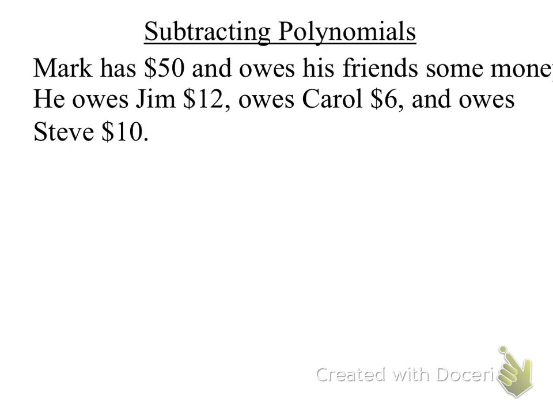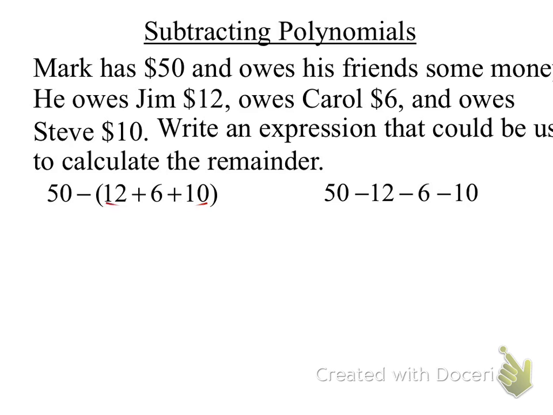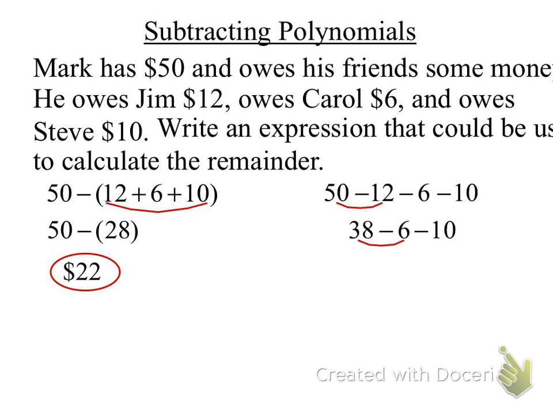Here's an example of a word problem. I'm not really spending a lot of time. Mark has $50 and he owes 3 friends money. Jim $12, Carol $6, and Steve $10. We can write that as a polynomial and then distribute the negative. Or we can just use our order of operations. They both work out.